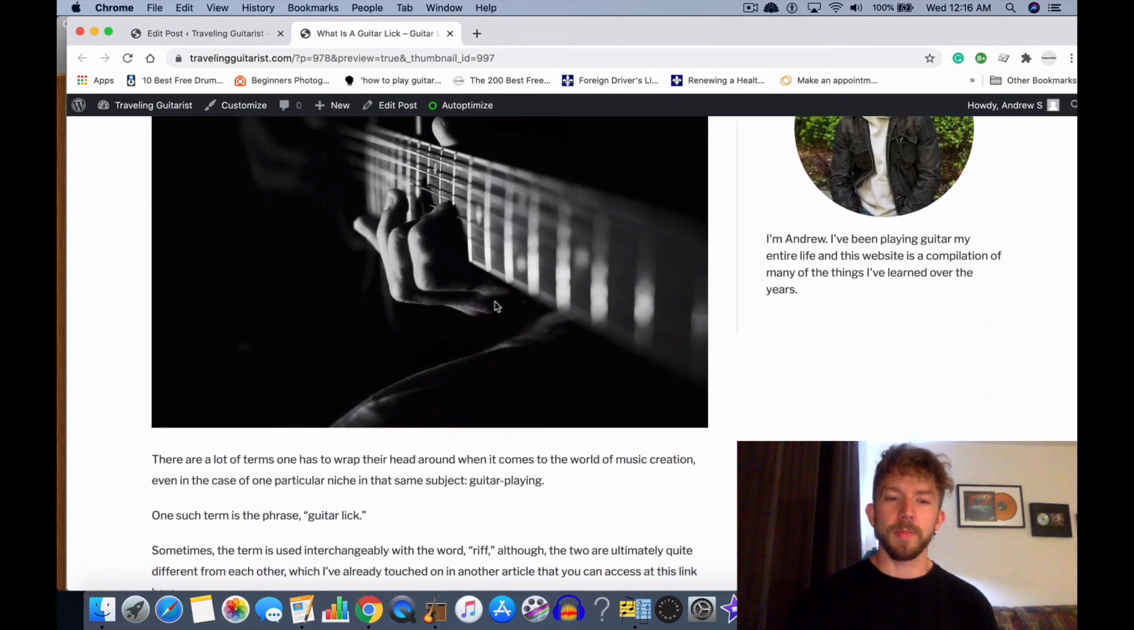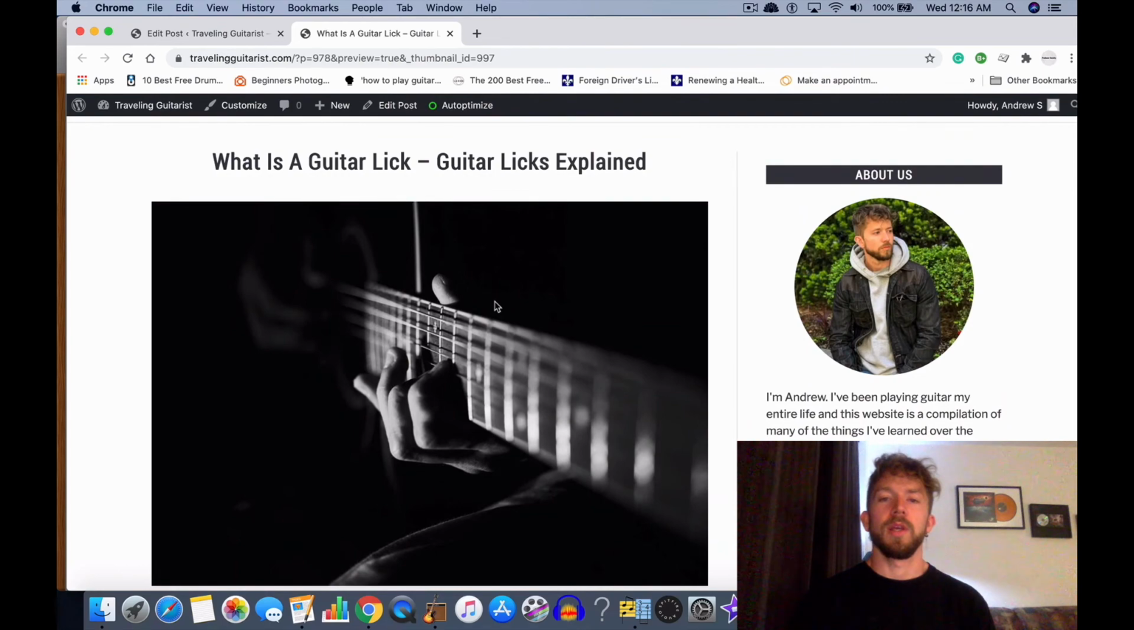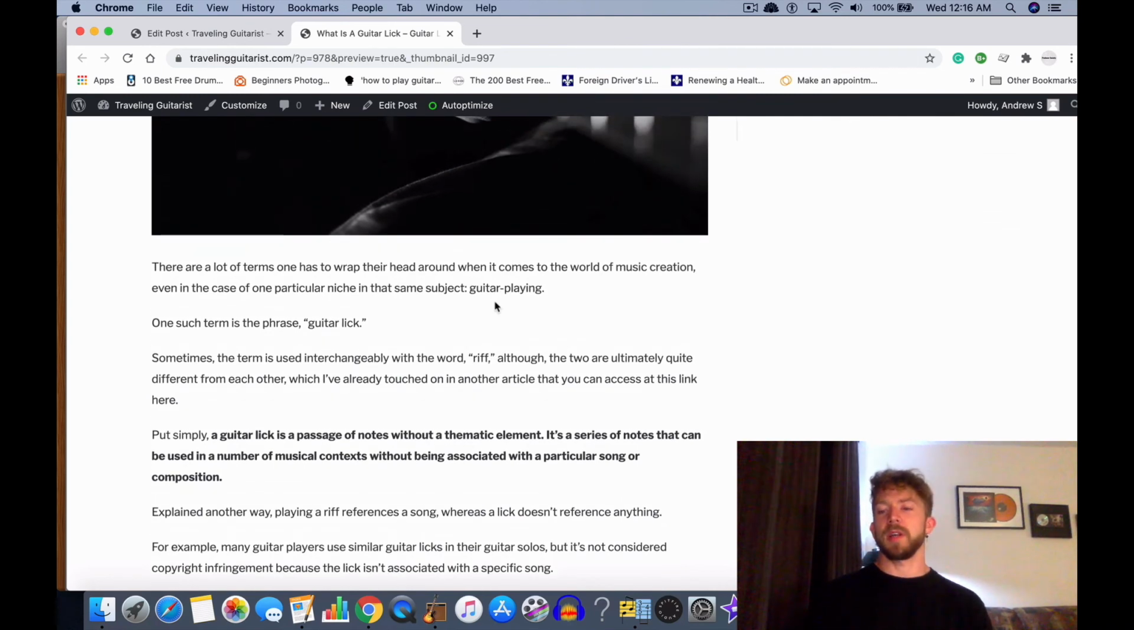Today I'm going to talk to you guys about a simple term that people often use, which is a guitar lick. If you're wondering what the difference is between a lick and a riff, a guitar lick is essentially a passage of notes. It's a series of notes, or maybe even just one note. It's a stylistic series of notes, meant mostly for a bit of style, but it doesn't have a particular theme, and it can be used in a number of different musical contexts without being associated with any song over another.